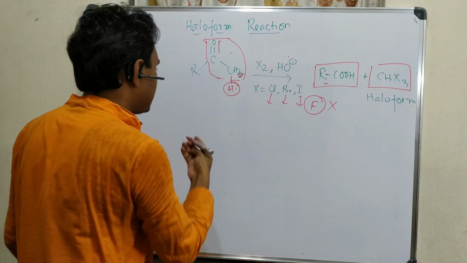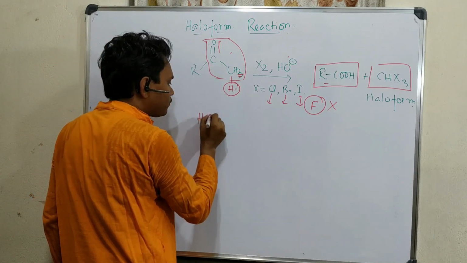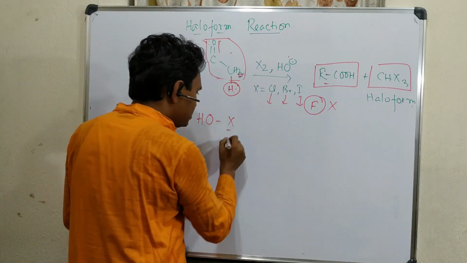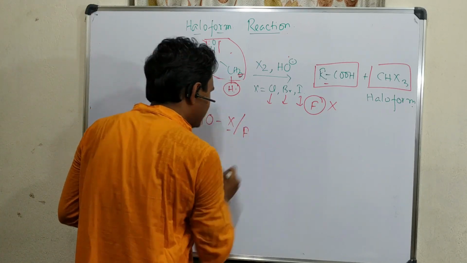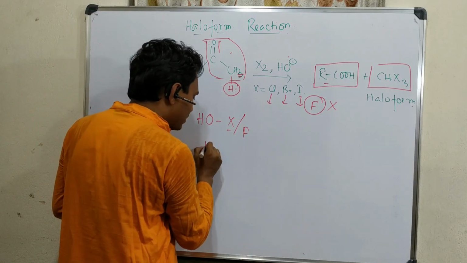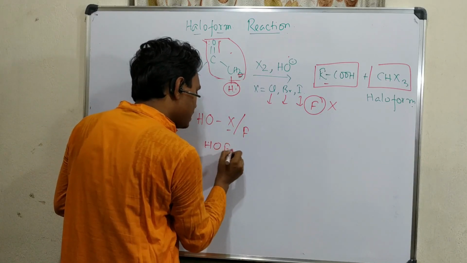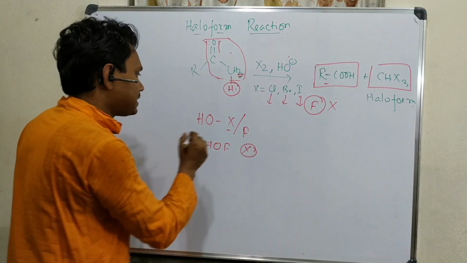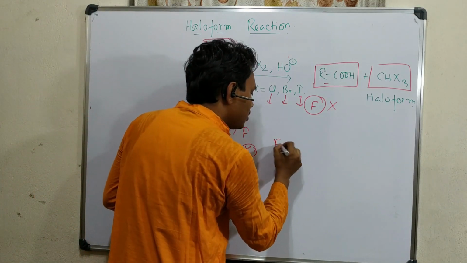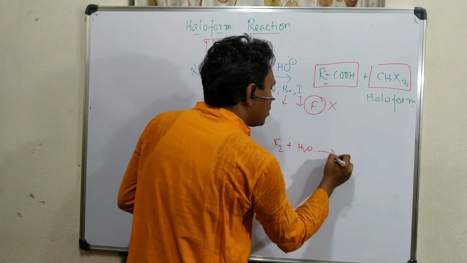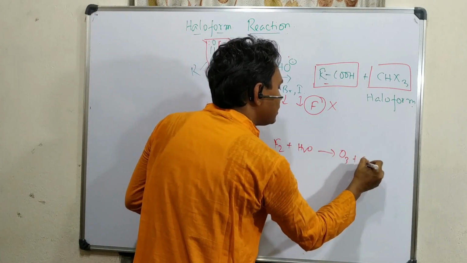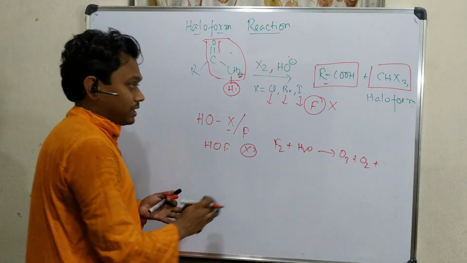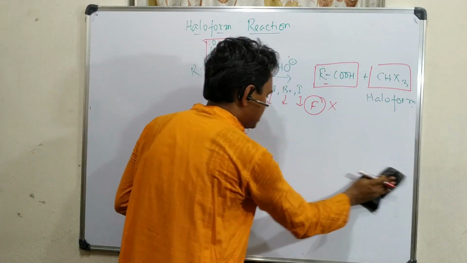So we have observed that preparation of HOX is important for the reaction, but if we consider this as a fluoride, then this hypofluorous acid, HOF, is a very unstable and explosive liquid, so it is very difficult to prepare. Second, reaction of fluorine with water produces ozone, oxygen, and various other products also. So it's much too reactive, so the reaction doesn't happen.